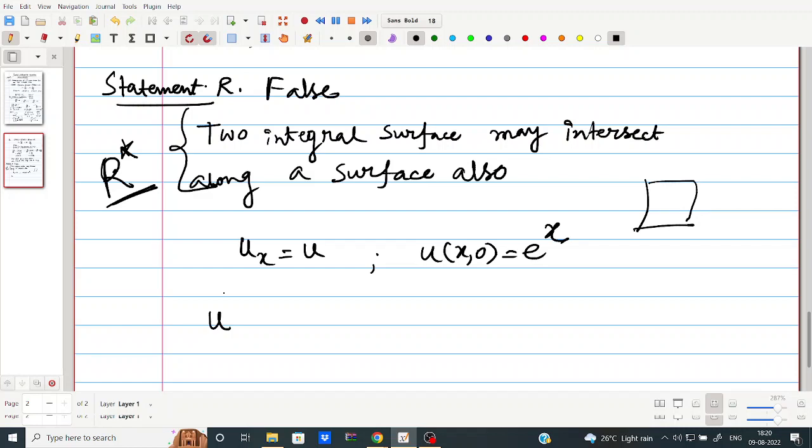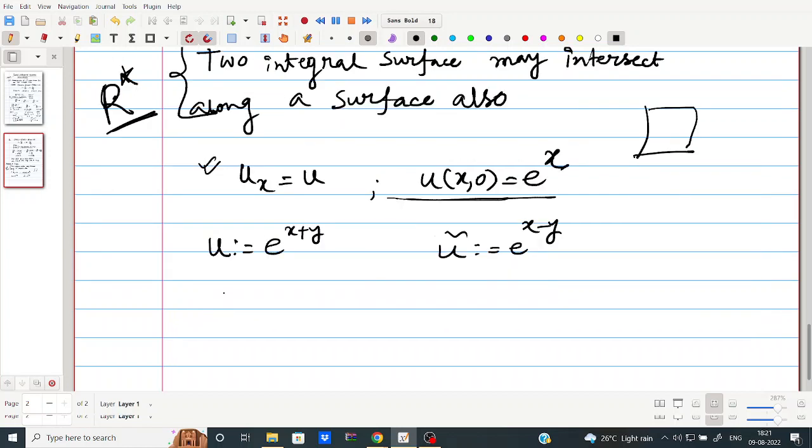You put y equal to 0, and you can check that both satisfy the initial condition. And if you take the derivative with respect to x, both satisfy u_x equal to u, this equation. But they do not intersect along the characteristic curve. Okay, you can check this.